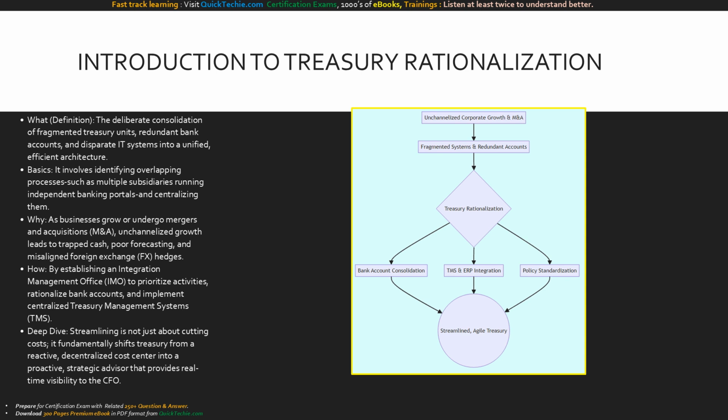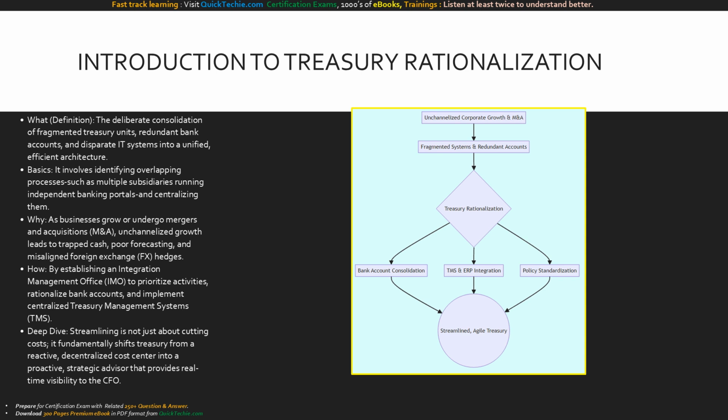Why is this necessary? Because as businesses grow globally or merge with other companies, they inherit massive complexity. This unchannelized growth creates trapped cash and misaligned FX hedges because no one has a clear, global view. How do we fix this? We start by creating an integration management office to lead the charge, rationalizing bank accounts, and deploying unified technology.